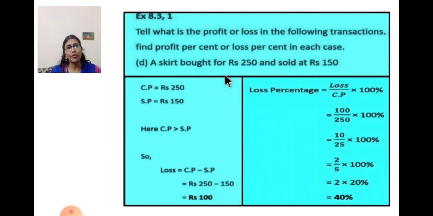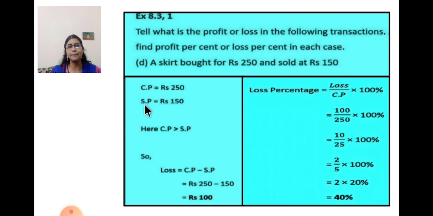Now C part will be a homework. D part I am showing you. A skirt bought for rupees 250 and sold at rupees 150. So here first you will write cost price 250. Selling price rupees 150, and then here you will compare.